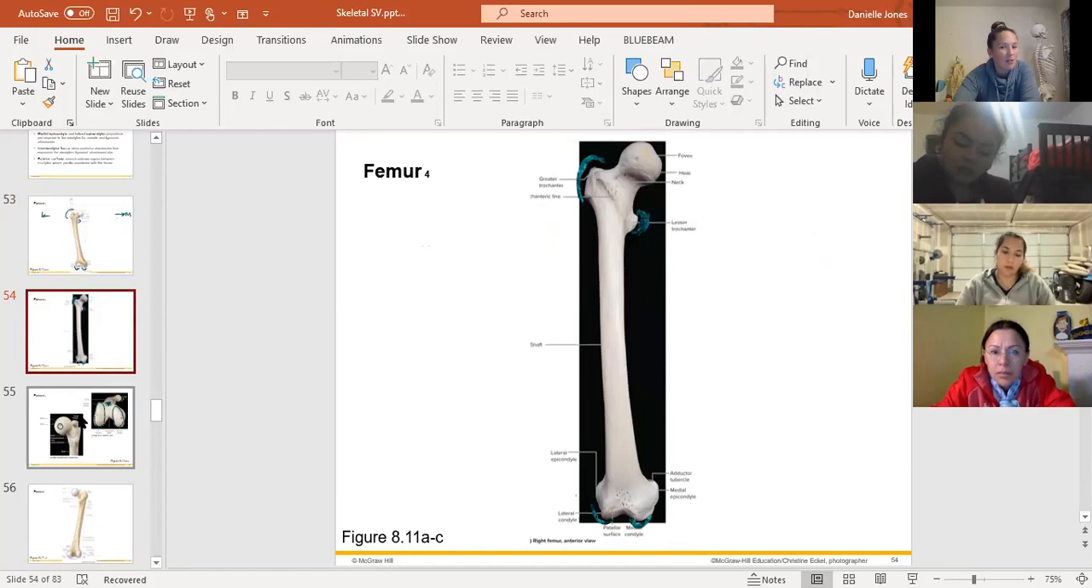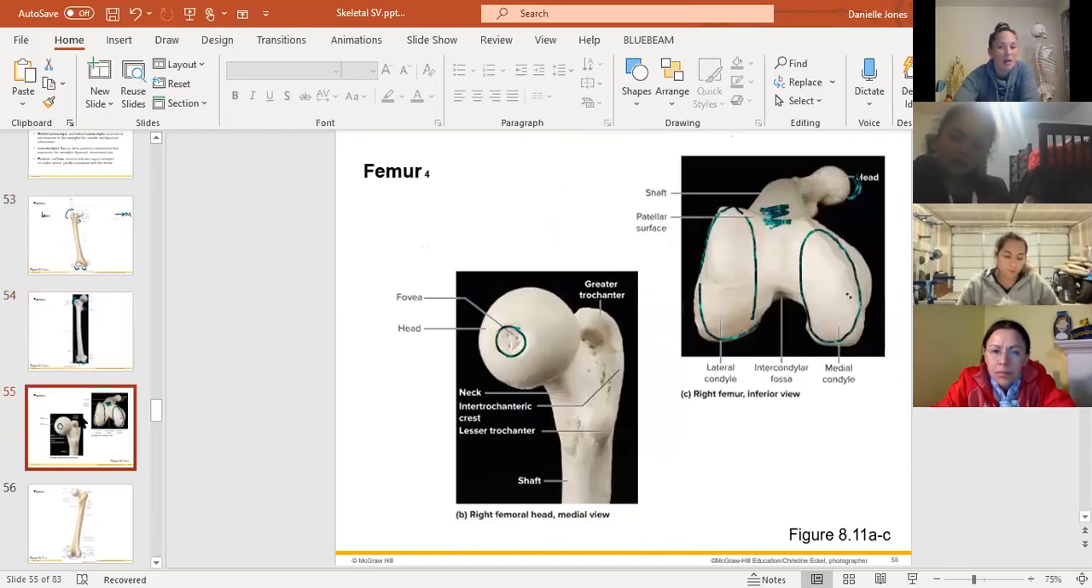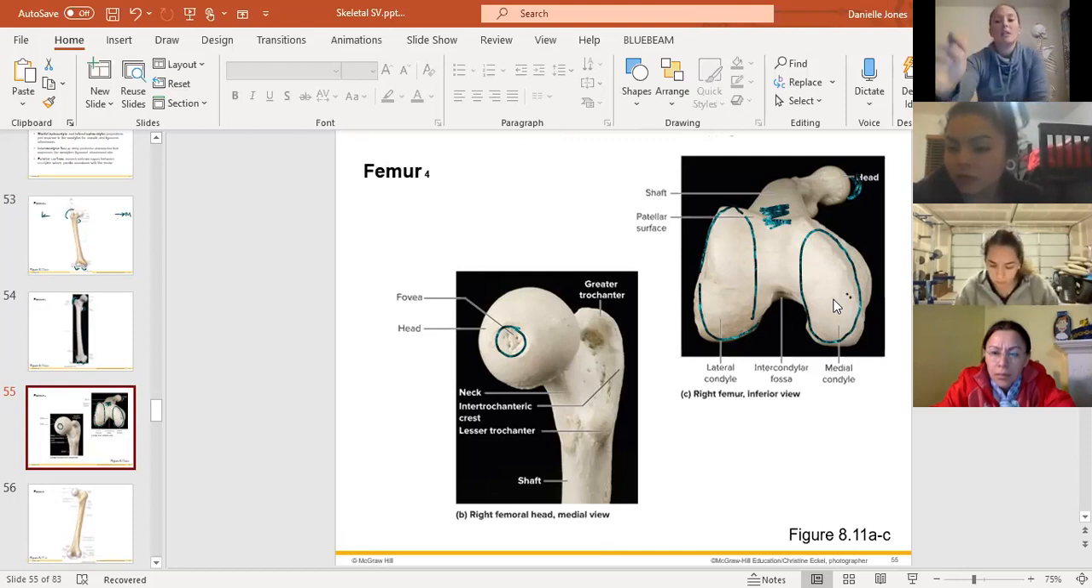I'm going to show you a lateral view, and actually a medial view and inferior view. This is where that condyle is, another condyle. This is as if we were operating on someone's knee, and we have the femur, the tibia, and the fibula away from each other, laying on the table. So this is that medial condyle, lateral condyle. Here's that fovea capitis.